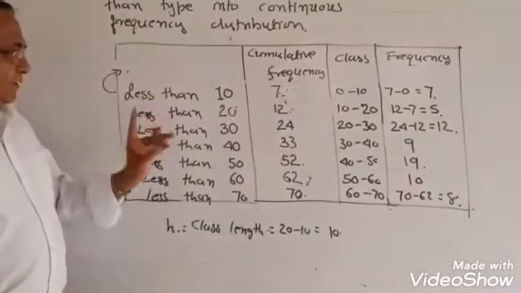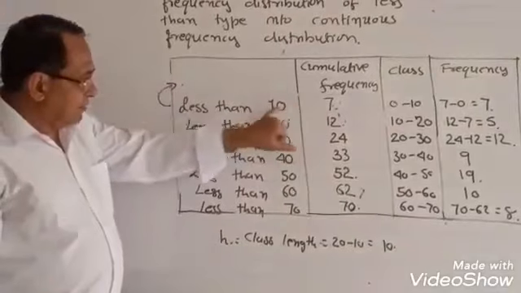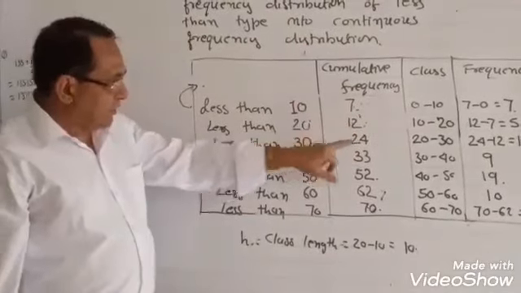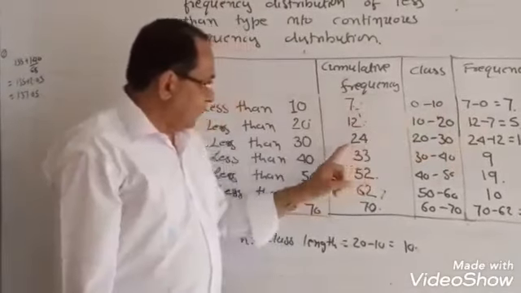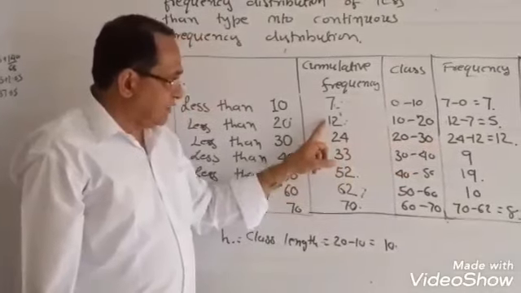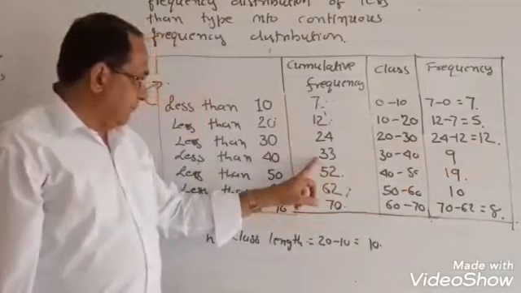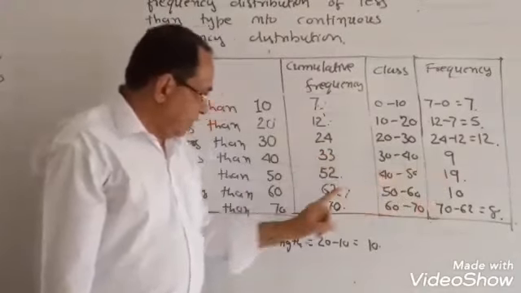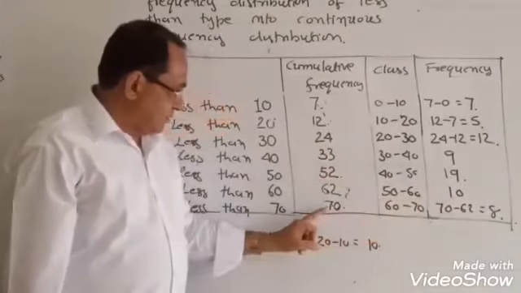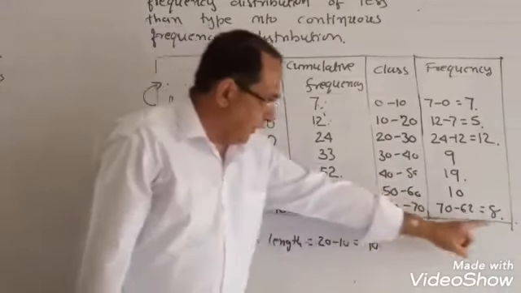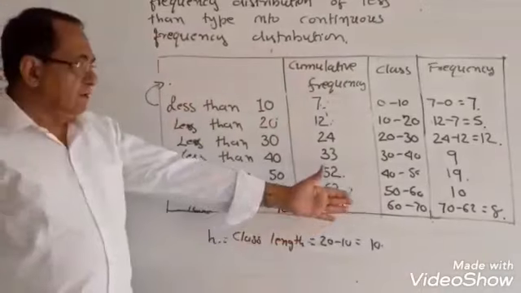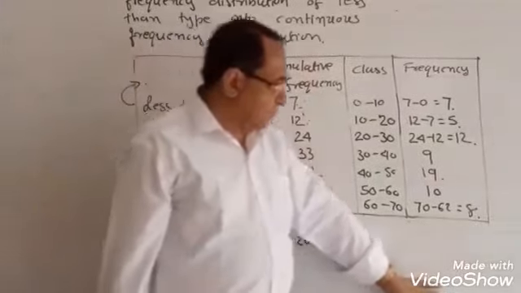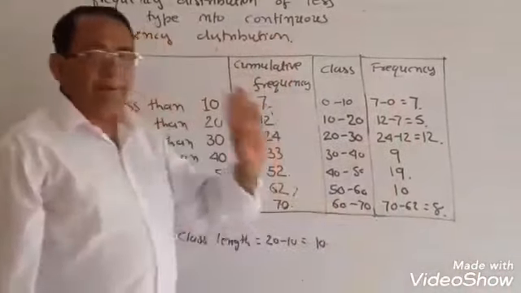Get it? Once again, there is nothing to do. 0 to 10, 7 minus 0, 7. 10 to 20, 12 minus 7, 5. 20 to 30, 24 minus 12, 12. 33 minus 24, 9. 52 minus 33, 19. 62 minus 52, 10. 70 minus 62, 8. Thus you will get this continuous frequency distribution. After finding this, then whatever mean, median or mode you have to find, we will find.